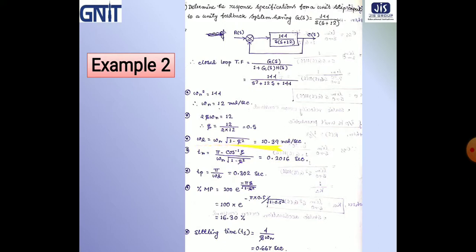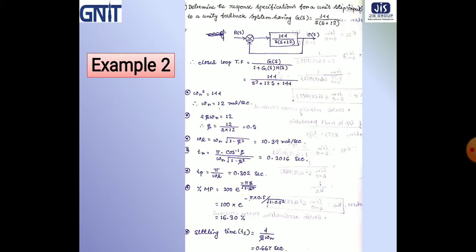So what will be the value of omega d? Omega d is equal to omega n root under of 1 minus zeta square. We already know the formula, just put in the values. Then we can find omega d is equal to 10.39 radian per second. That is our omega d, the damped frequency.